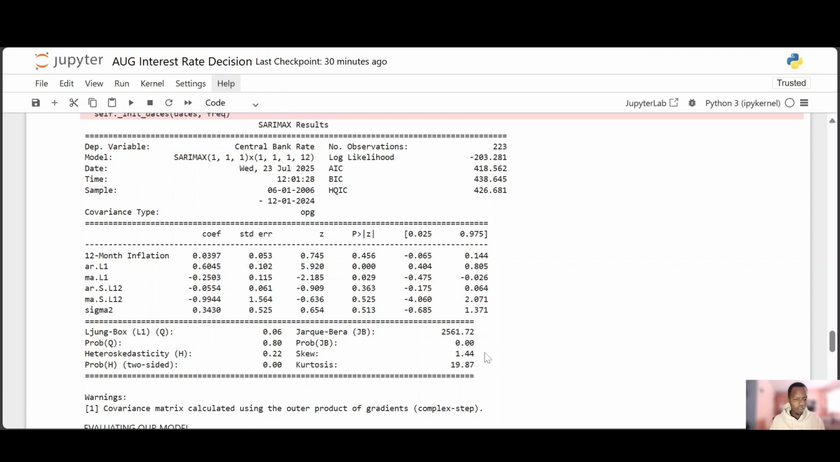Now let's look at the coefficients of our model. We have the 12-month inflation, the AR1 component, the MA component, and then the seasonal AR component and the seasonal MA component. Let us look at whether they are significant to our model. We will do that by comparing the p-values. For the 12-month inflation, the p-value is 0.456, which is greater than 0.05, and this tells us that the 12-month inflation is not significant.